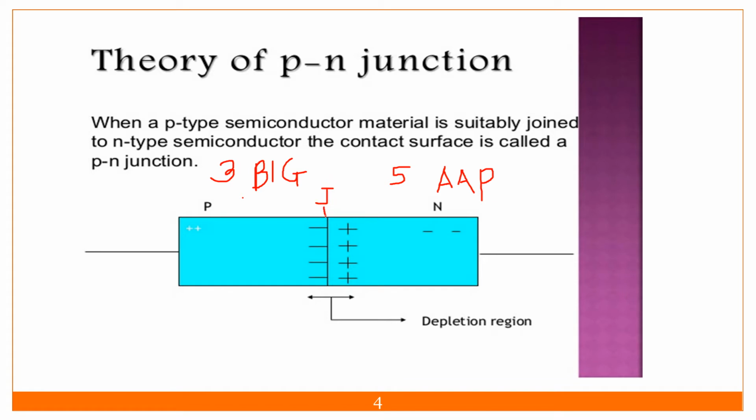At that point, what will happen? They will gather at a single point. Here electrons and here holes, they form one layer. What is this layer called? This layer is called the depletion layer, which I have denoted over here.